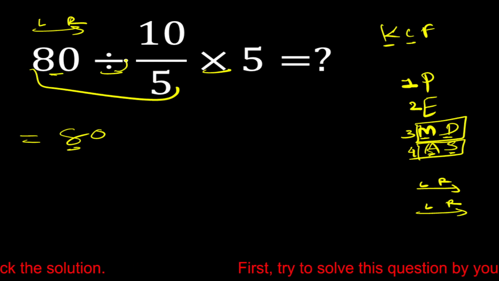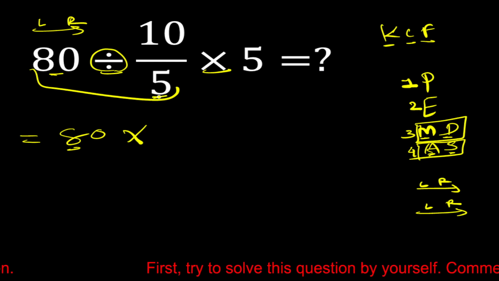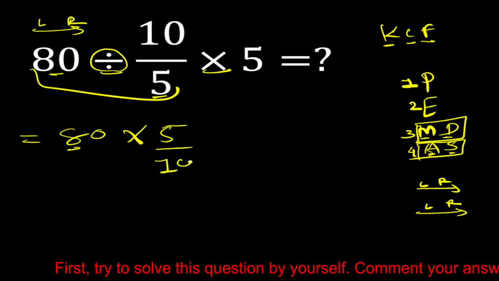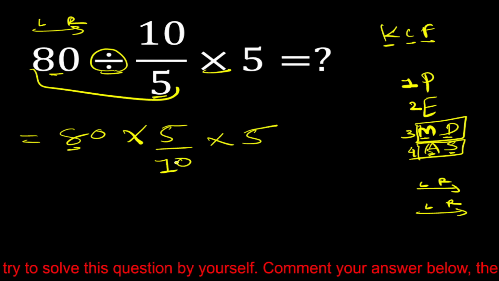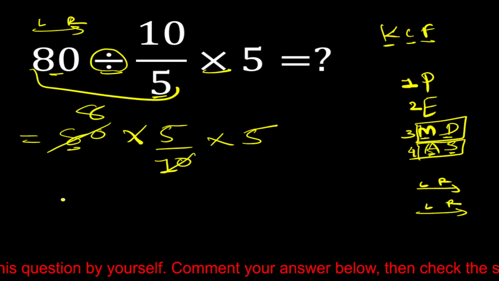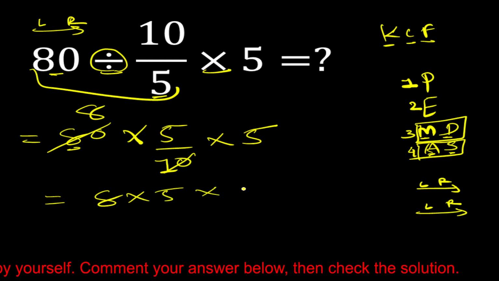C means change this sign from division to multiplication. F means flip this last fraction. 10 by 5 is equal to 5 by 10. Multiply 5 is equal to, now 80 divided by 10 is equal to 8. Now 8 multiply 5 multiply 5.